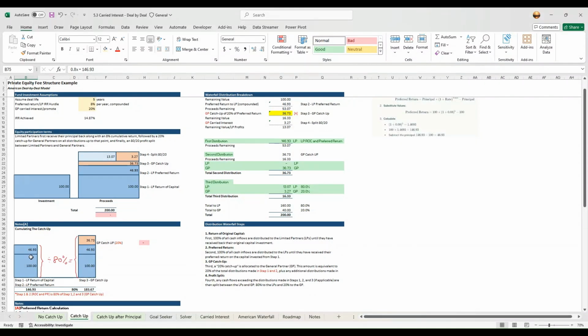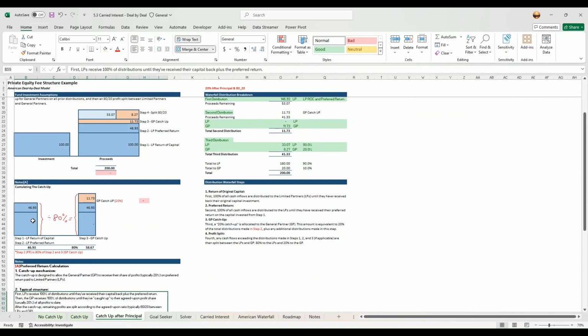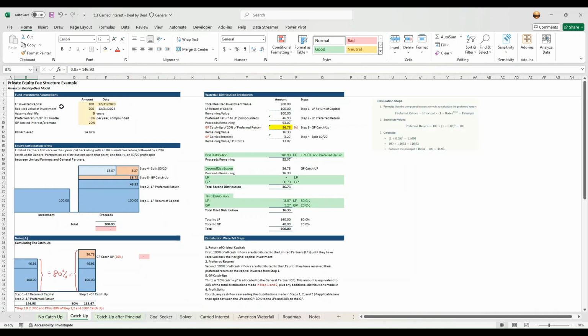The first one, we will catch up on return of capital plus preferred return. And then the second model, we will only have the catch-up on preferred return. We will have all the same investment assumptions, the same tenure, the same invested capital, and the same rates here. Then in the calculation, in step one, we will have this $100 return of capital. And then secondly, we will have our 8% preferred return for the 5 years.